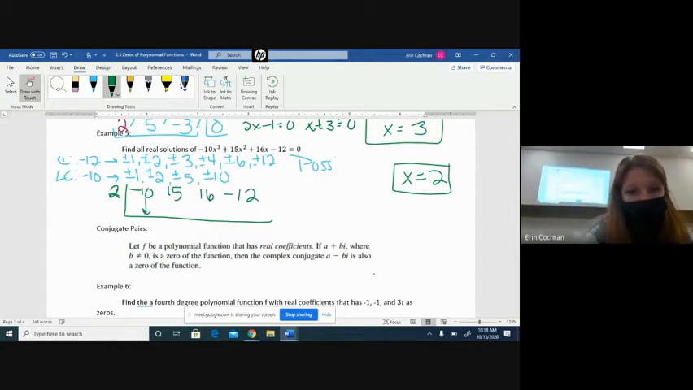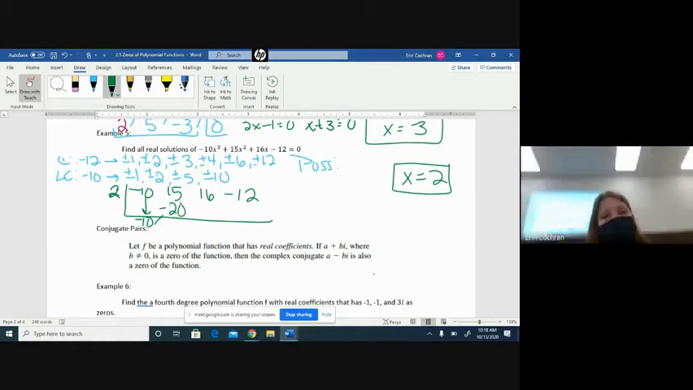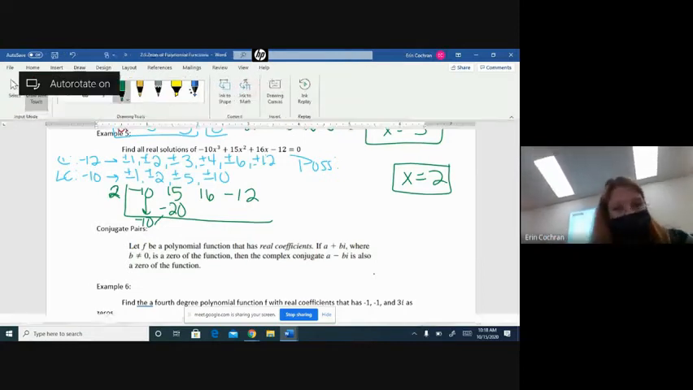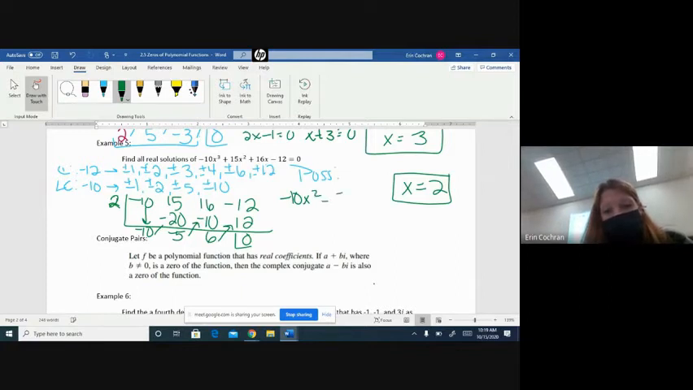So let's bring down that negative 10. What's 2 times negative 10? Negative 20. What's 15 plus negative 20? Negative 5. What's 2 times negative 5? Negative 10. 16 plus negative 10? 6. And 2 times 6? 12. And do we get 0? Yes. So now we have negative 10x squared minus 5x plus 6.